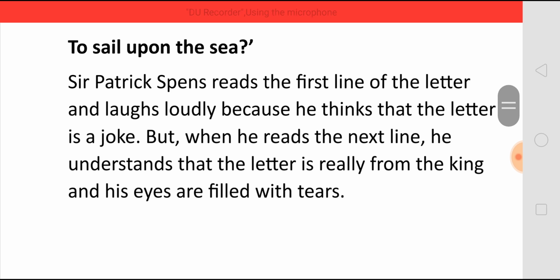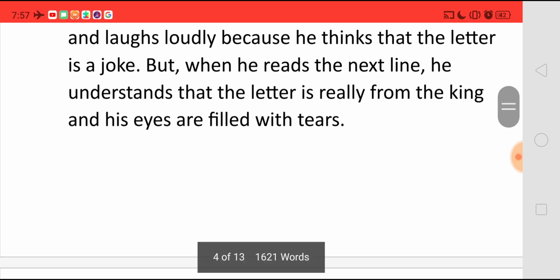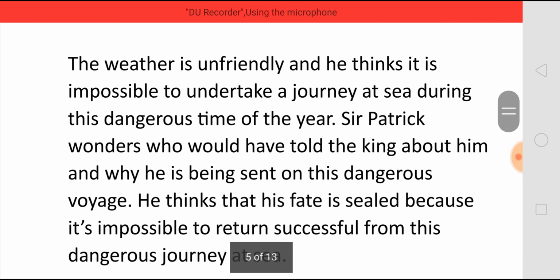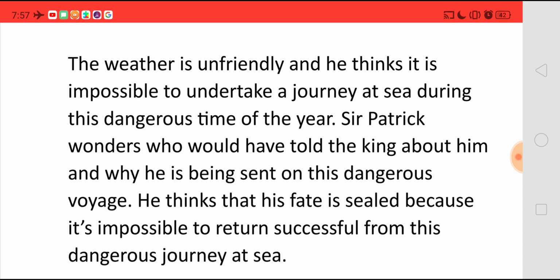Sir Patrick Spens reads the first line of the letter and laughs loudly because he thinks that the letter is a joke. But when he reads the next line, he understands that the letter is really from the king and his eyes are filled with tears. The weather is unfriendly and he thinks it is impossible to undertake a journey at sea during this dangerous time of the year. Sir Patrick wonders who would have told the king about him and why he is being sent on this dangerous voyage. He thinks that his fate is sealed because it is impossible to return successfully from this dangerous journey at sea.